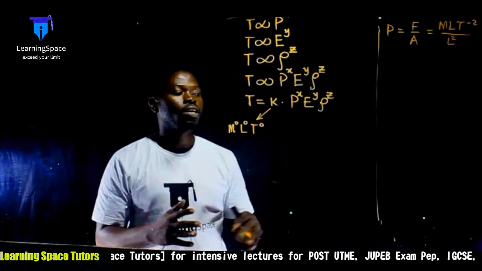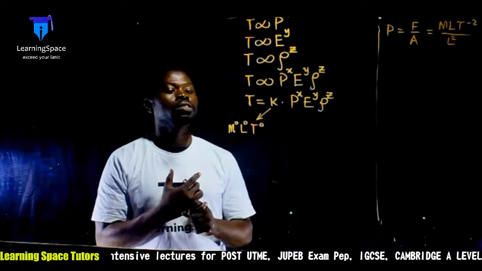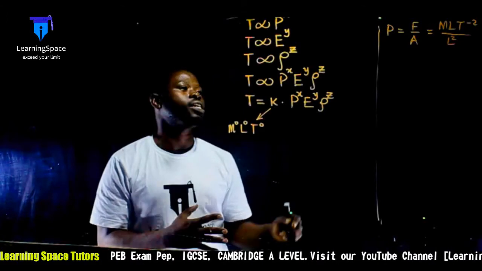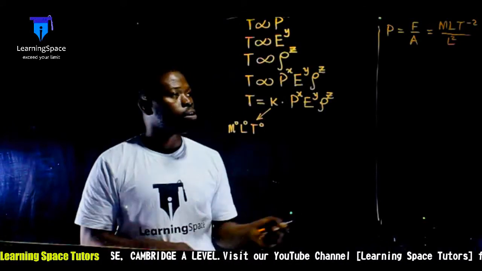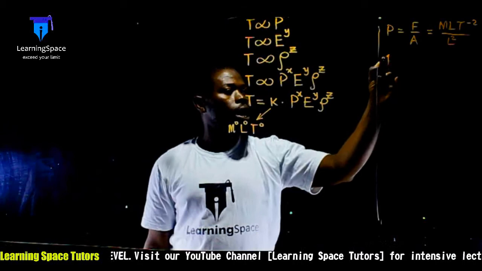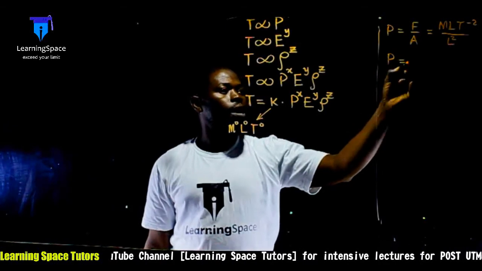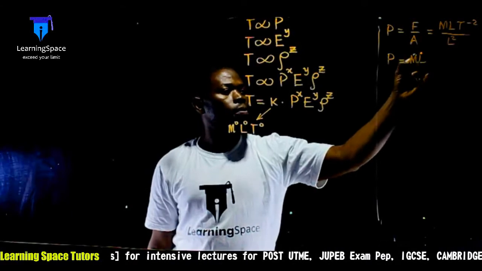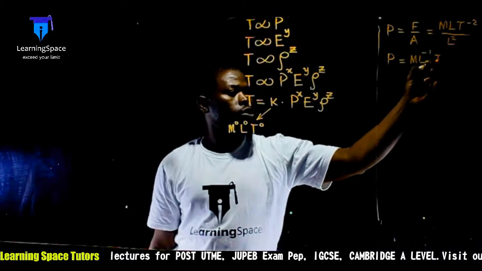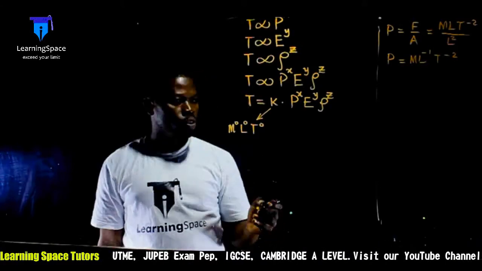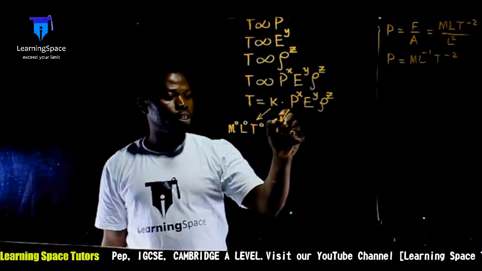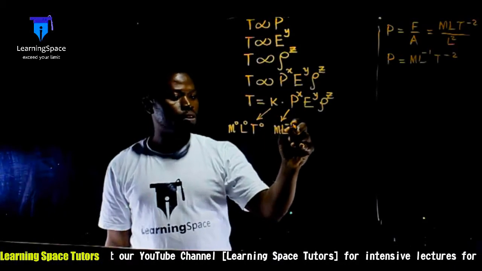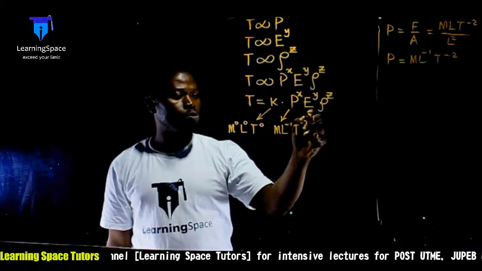Generally, area is length times breadth. The dimension for length is L. The dimension for breadth is still measuring distance, so it is still L. L times L is L squared. So if we apply the principle of indices, the dimension for pressure is going to be M L minus 1 T minus 2. So we have the dimension for pressure here, M L minus 1 T minus 2.